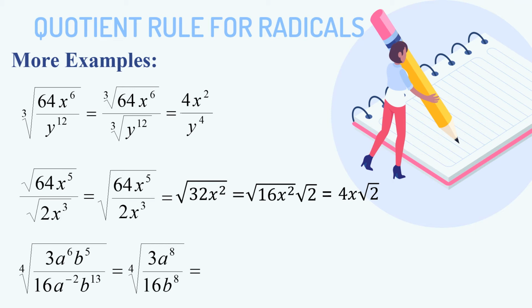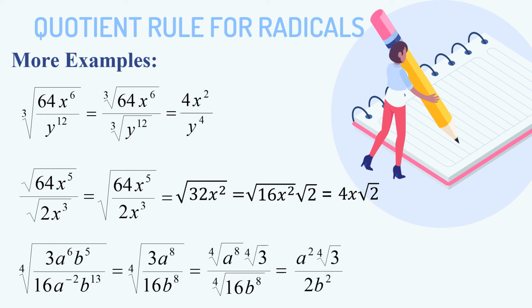Now, this will be equals. I notice that I can take the root of a to the 8. So I use the product property at the top. I express the top as the fourth root of a to the 8, because that expression is a perfect fourth power expression, times the fourth root of 3, that is not a perfect fourth power, over the fourth root of 16 and b to the 8. If you find the prime factorization of 16, you're going to notice that it is 2 to the 4th, so that is a perfect fourth power.